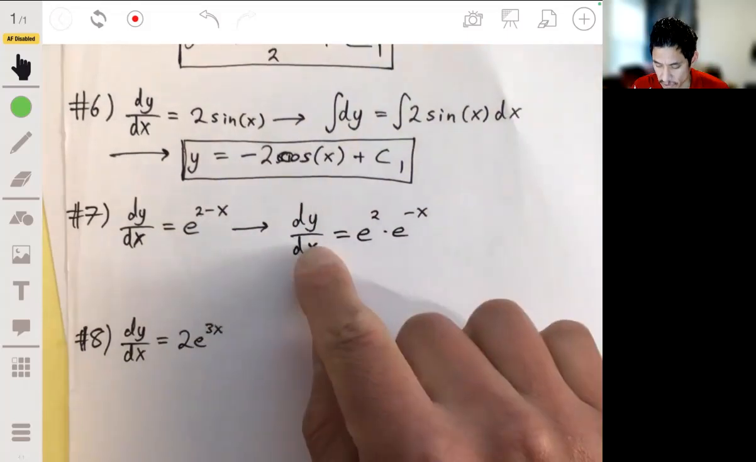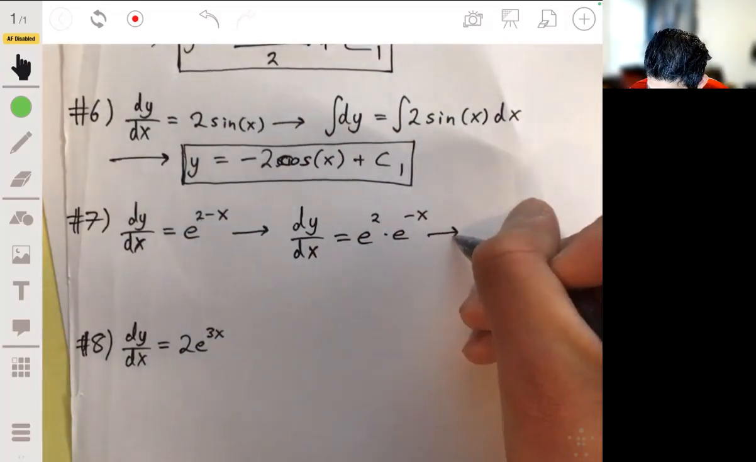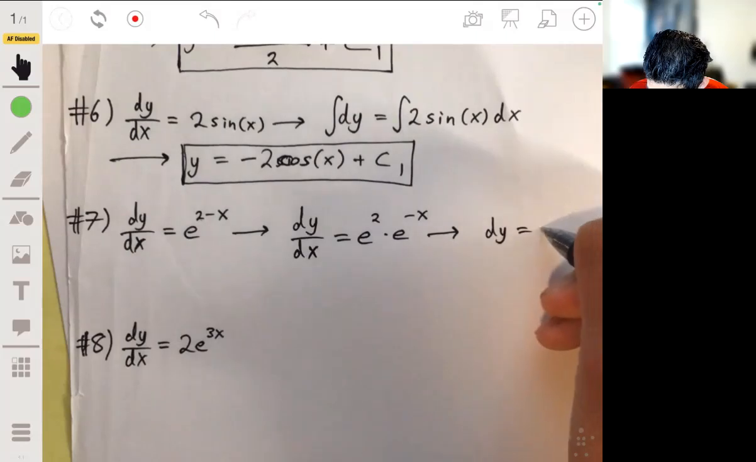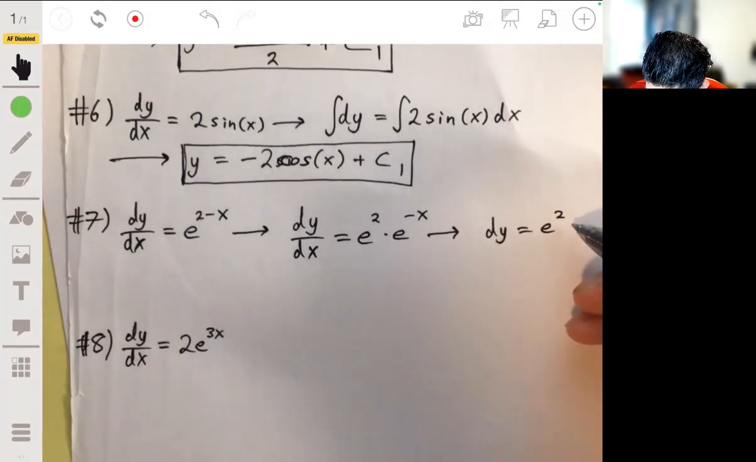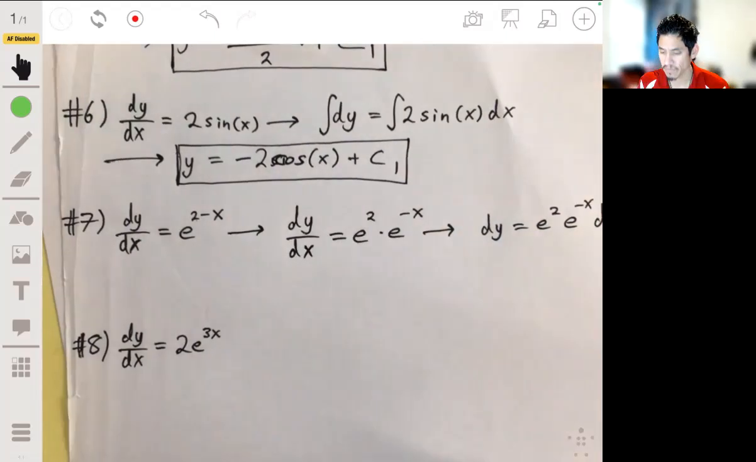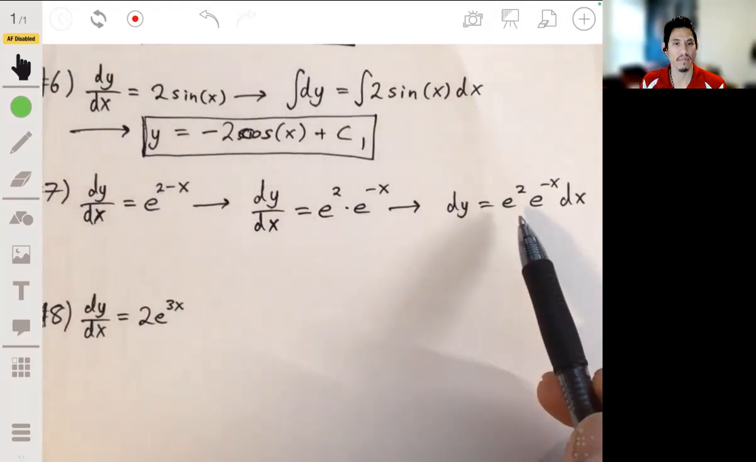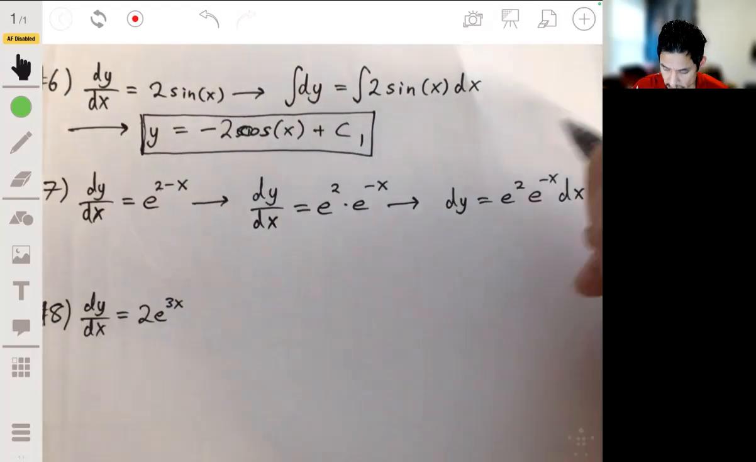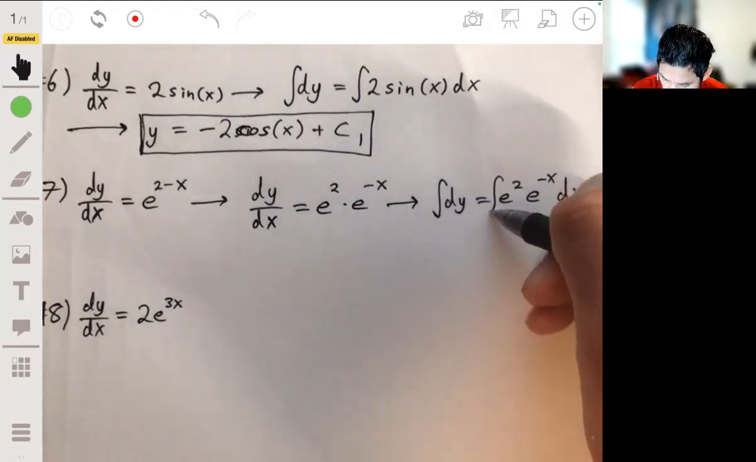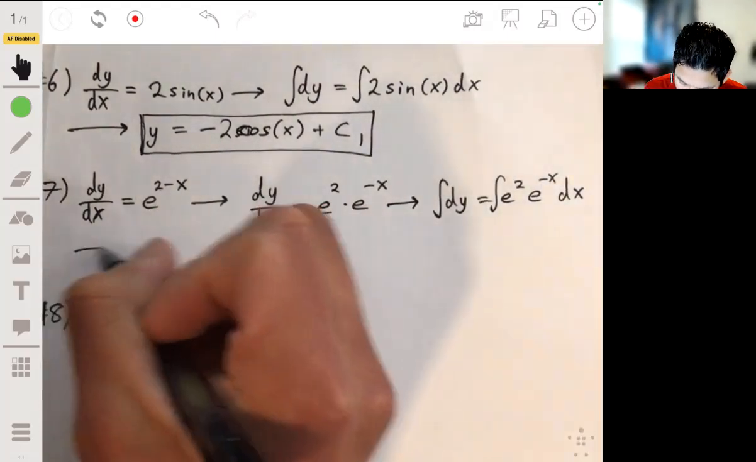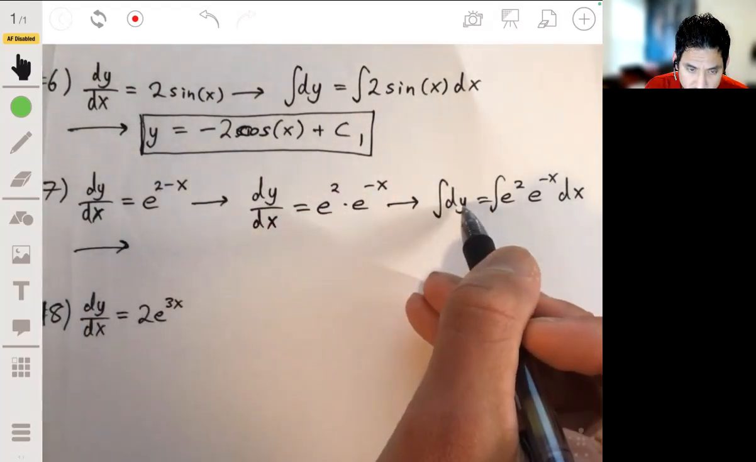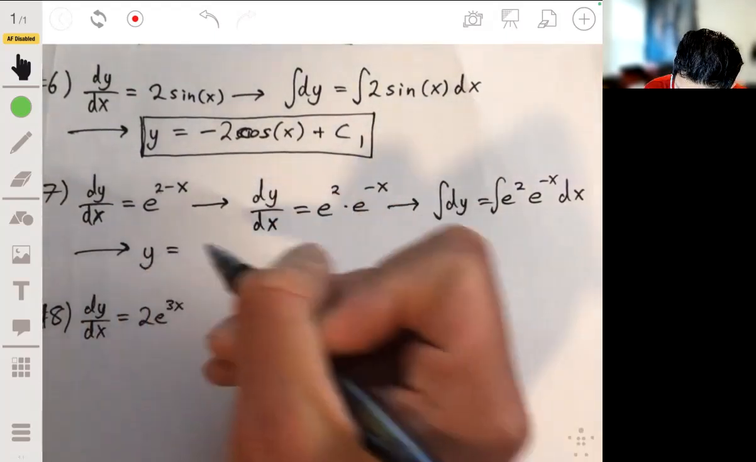So from here, let's just multiply the right side by dx, and we'll get dy equals e squared times e to the negative x dx. And then we can go ahead and integrate this. Let's throw integral symbols on there. Integral of dy is just y.